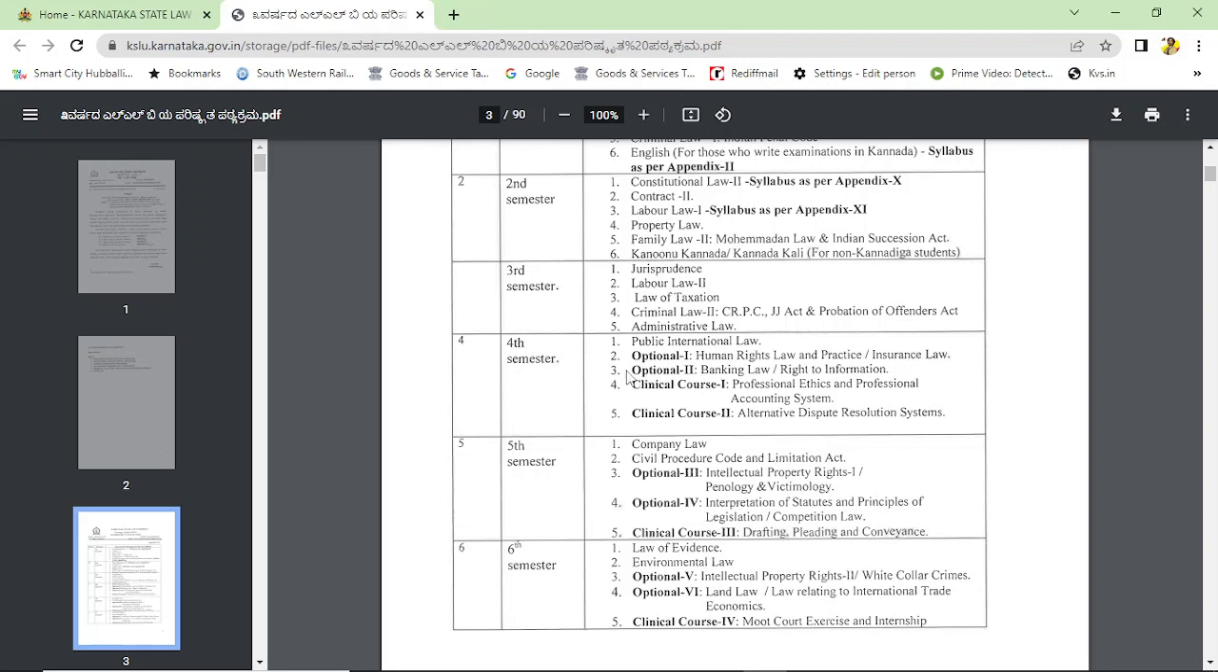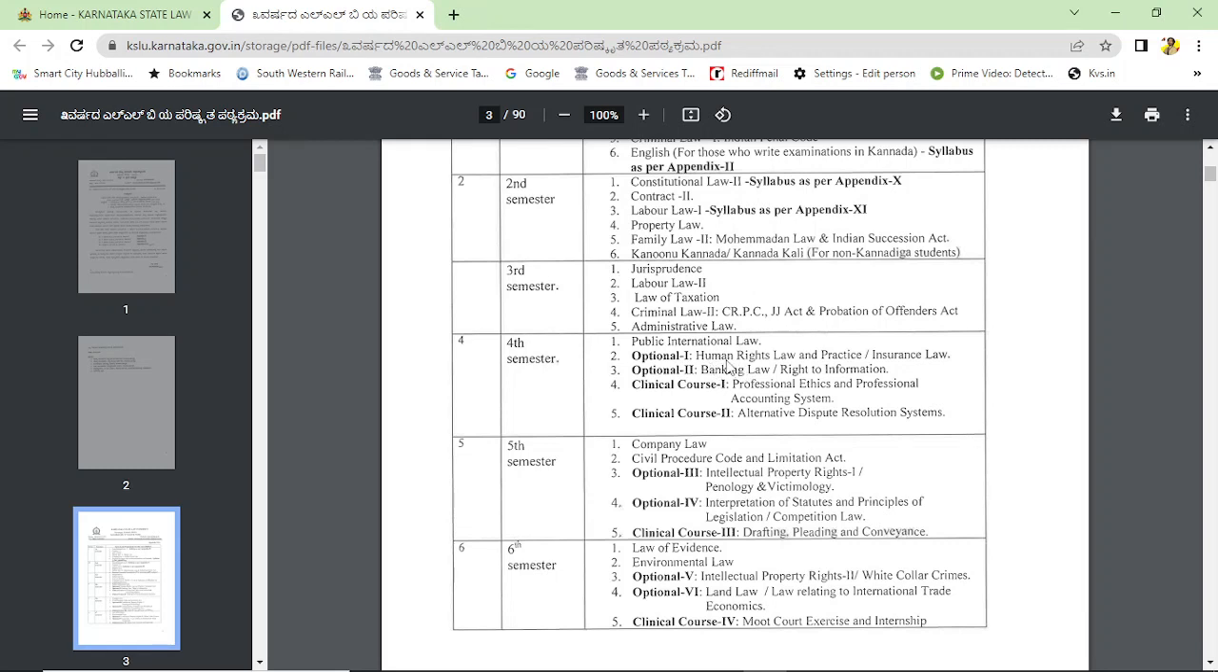Now, look at the subjects which we have in the fourth semester. We have public international law, and human rights law versus insurance law. That could be one of the subjects as optional. You can either choose human rights law or insurance law. The second option is either banking law or right to information. So these two are compulsory, and public interest law is also compulsory. When I said these two are compulsory, it meant that it is clinical course 1 and 2, these two are compulsory, and public international law is also compulsory. What we can choose from is these two options.